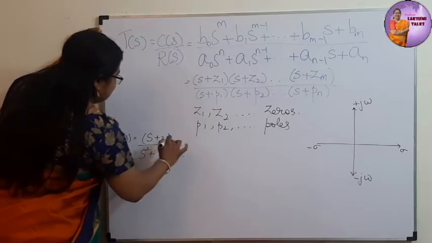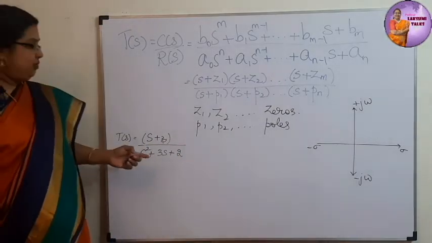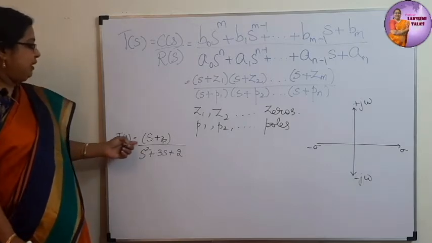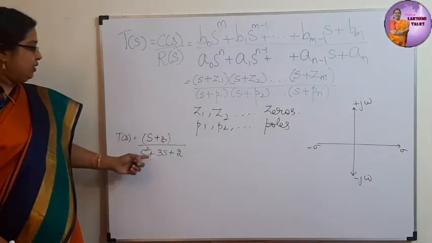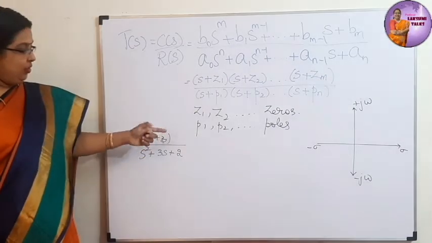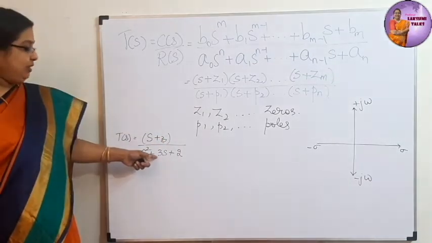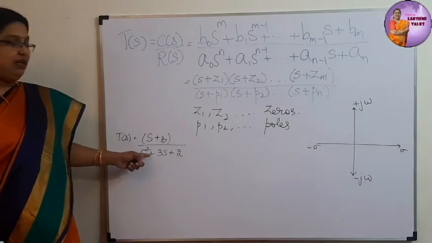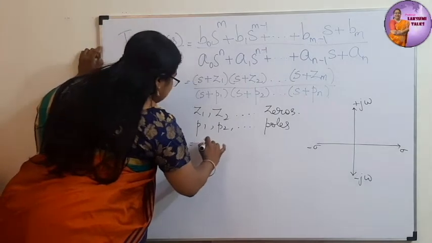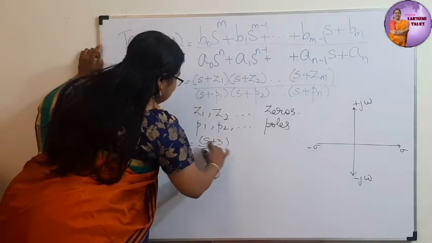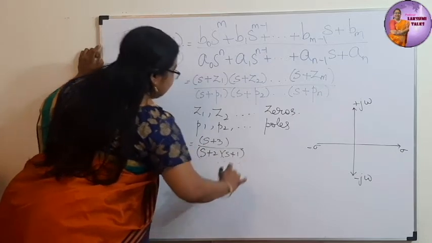Let us assume this as 3. Okay. So, let us assume that there is a transfer function which is nothing but s plus 3 divided by s square plus 3s plus 2. Okay. So, this numerator is already in the factored form, right? This denominator polynomial has to be factorized. What will we get? We will be getting s plus 2 and s plus 1, right? So, this is written after factorization as s plus 3 divided by s plus 2 into s plus 1.